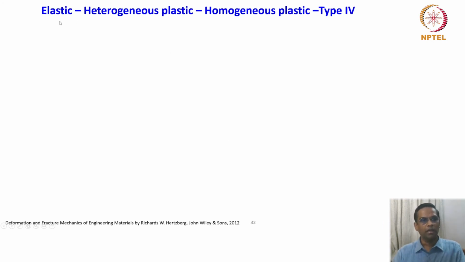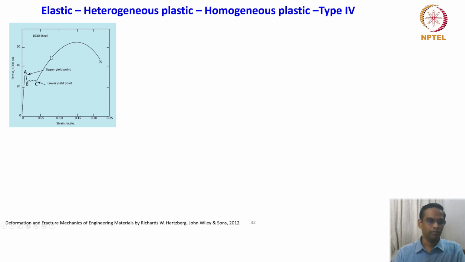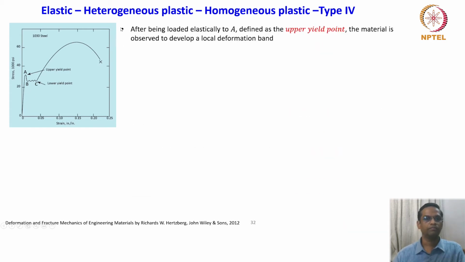So the next type is elastic, heterogeneous plastic, homogeneous plastic. So what is that? This is also well known, but it has been classified like this. So you have elastic behavior, and immediately there is heterogeneous plastic and then homogeneous plastic. This is a very well known and classical stress strain behavior, which is being taught and reported in most of the elementary textbooks. So let us see what it is.